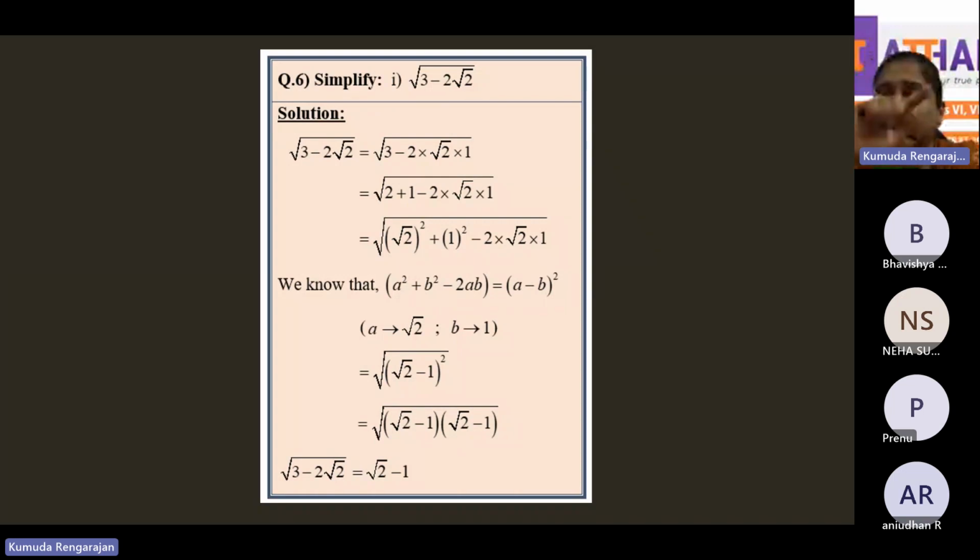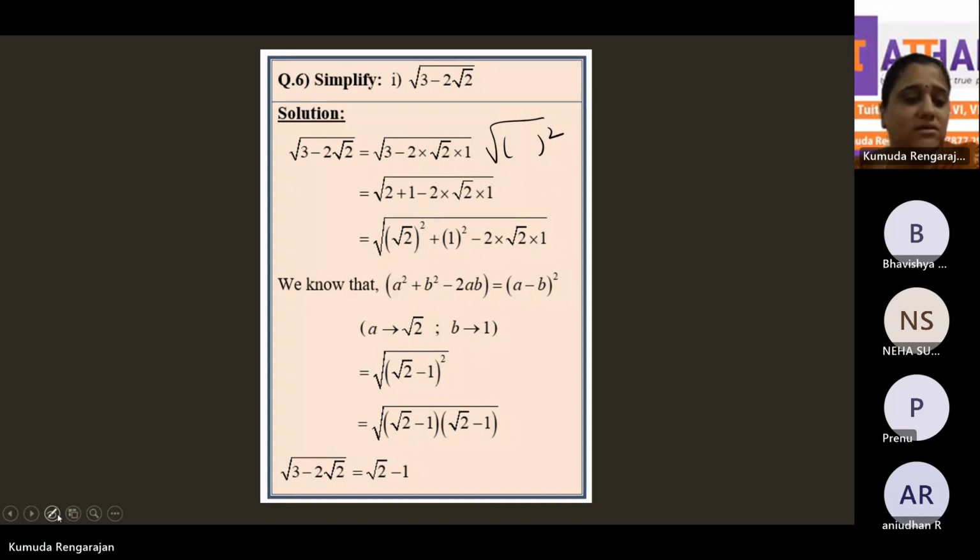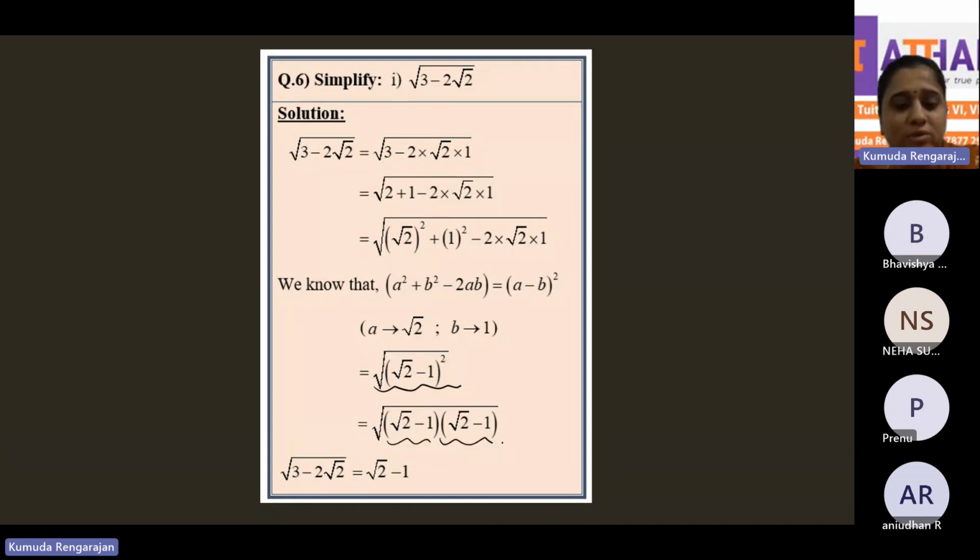Supposing it's square root of something, the whole square, you can bring it out, right? See, like here, finally, it is square root of root 2 minus 1, the whole square. So it is square root of root 2 minus 1 into root 2 minus 1. So root 2 minus 1 comes out of the square root. And the value of root 2 is 1.414, minus 1, which is 0.414.